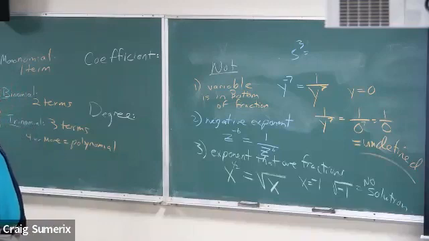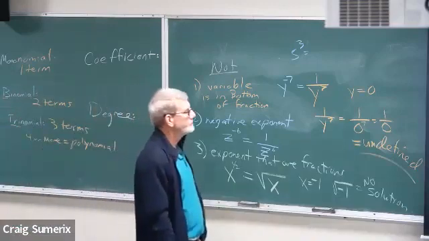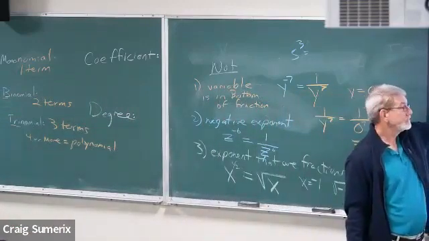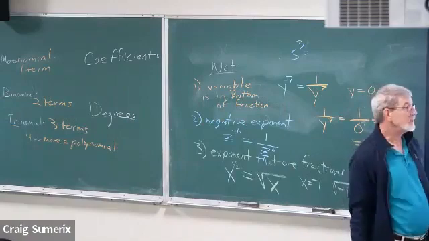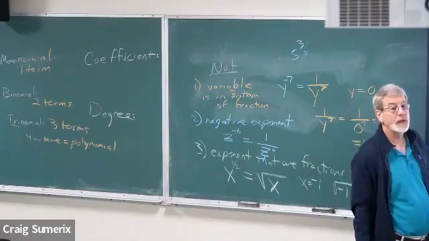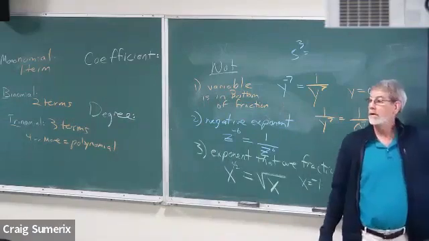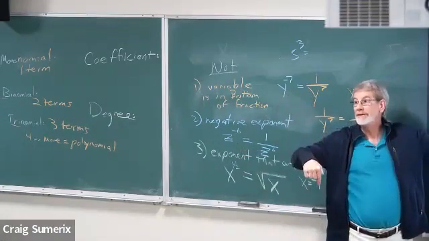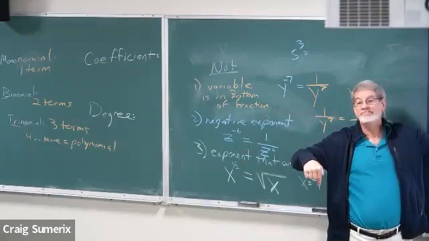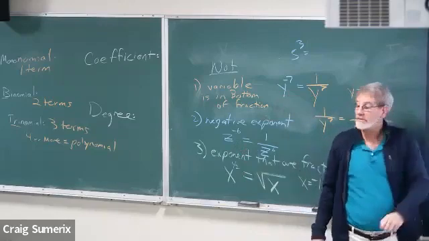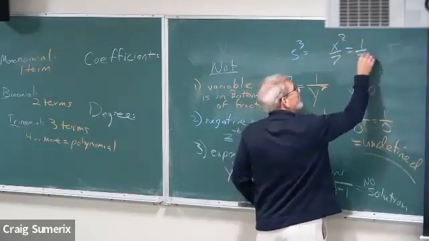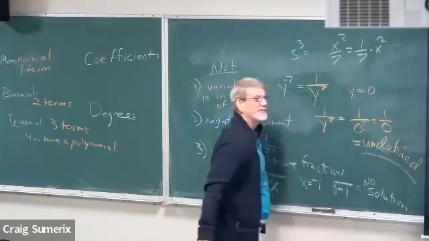So 29, yes or no? Polynomial? Yeah. 30? Yes. 31. I disagree. The variable's got to be in the bottom of the fraction. Is it in the bottom of the fraction? No. X squared over 7 is the same as saying 1/7 times x squared. Again, they just got lazy.